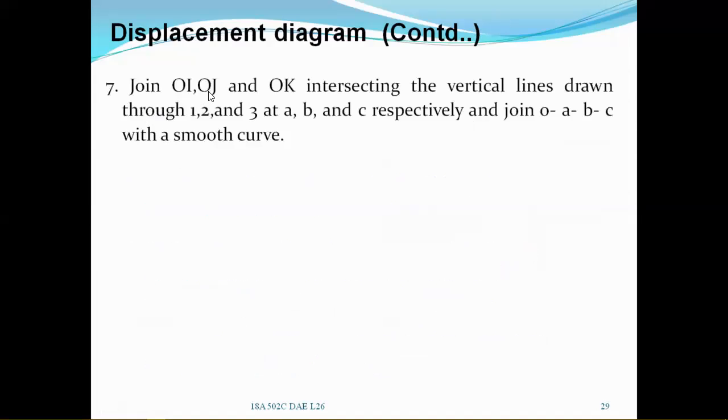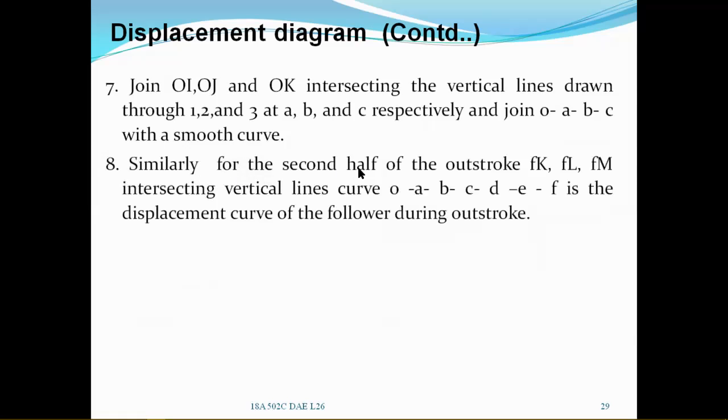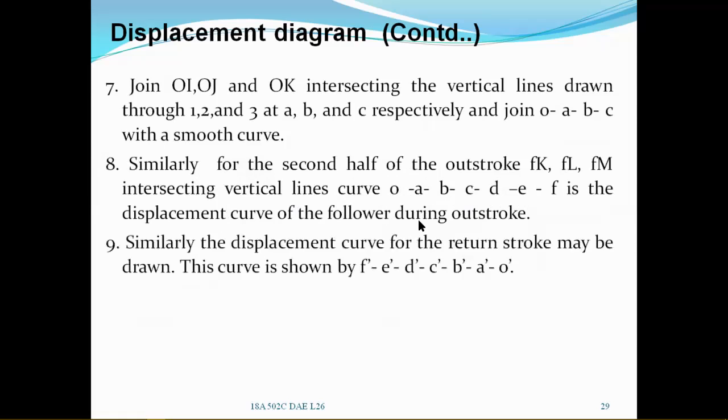Join OI, OJ, OK, intersecting the vertical lines drawn through 1, 2, 3, 4, etc. at A, B, C, etc., and join all the points O, A, B, C and so on with a smooth curve. Similarly, for the second half of the outstroke also, FK, FL, FM intersect the vertical lines, and similarly up to F. O, A, B, C, D, F give the displacement curve of the follower during outstroke.